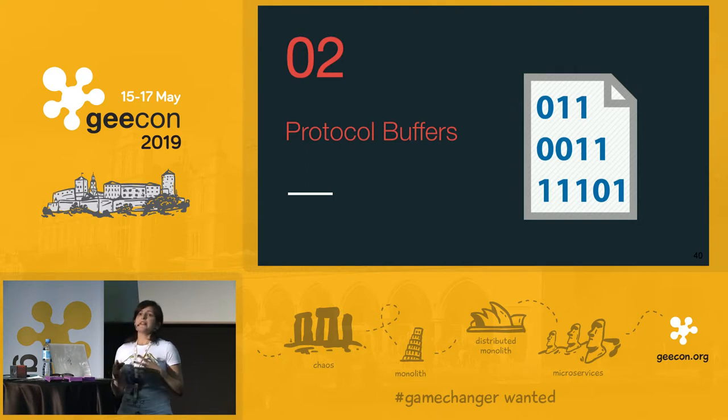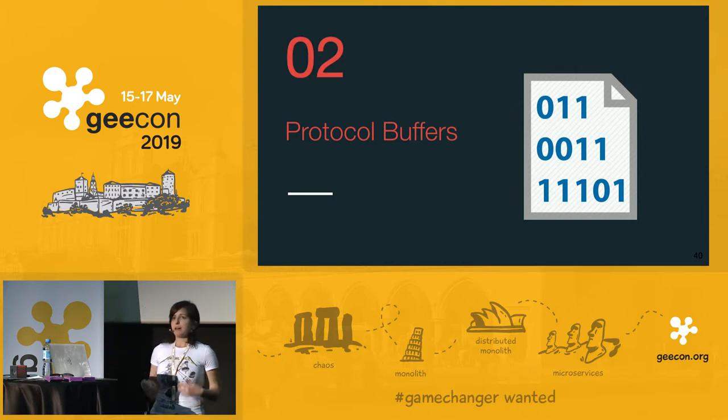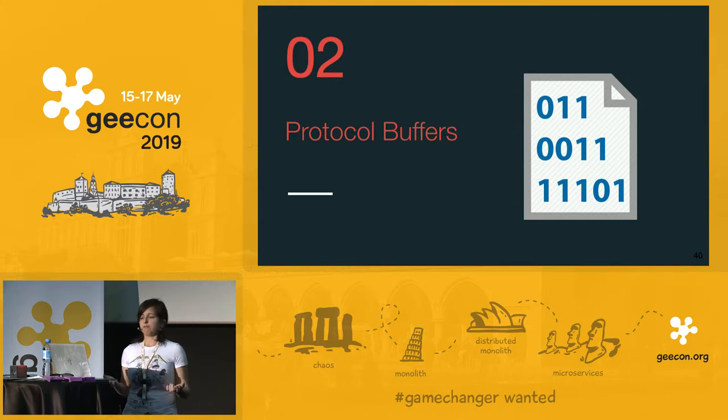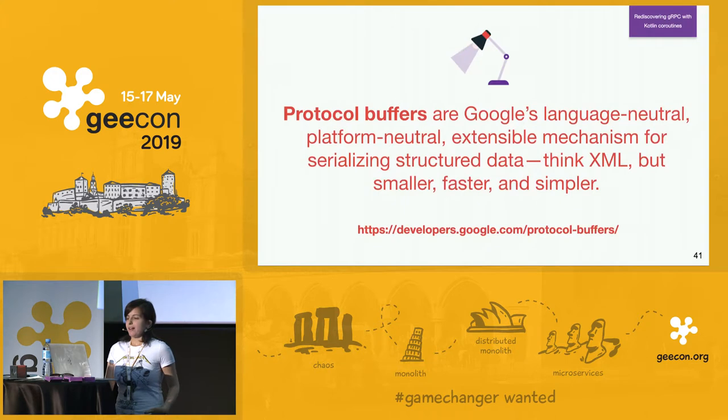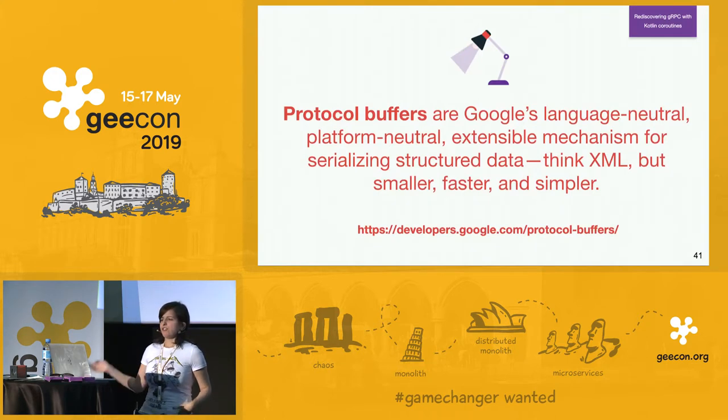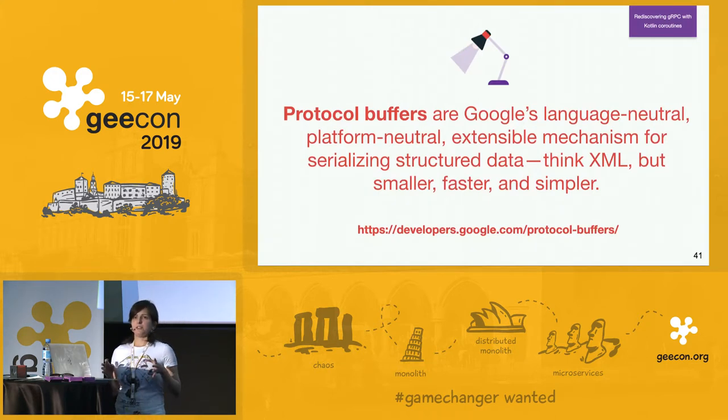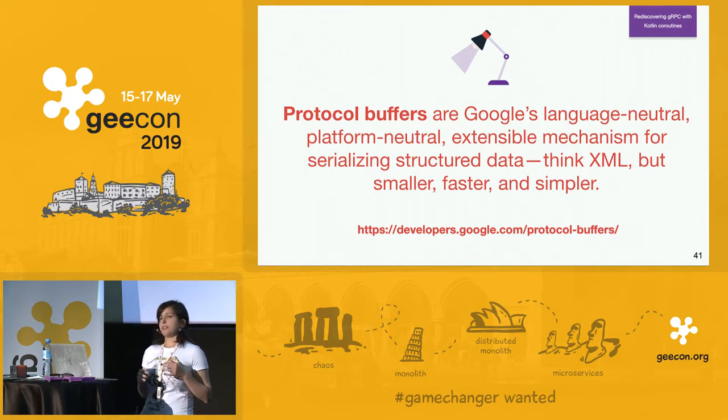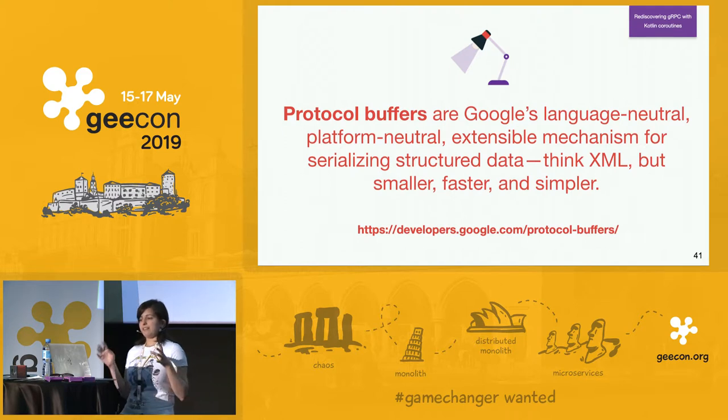I told you that gRPC is binary. But how is this binary supported, how does it work? First of all, gRPC uses protocol buffers. Do you know what it is? Okay, it's a common answer, so I'll explain, of course. According to Google, it's a language-neutral, platform-neutral mechanism for serializing structured data. So it's like XML or JSON, but smaller, faster, and simpler. So think of it this way.